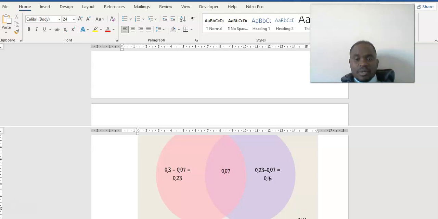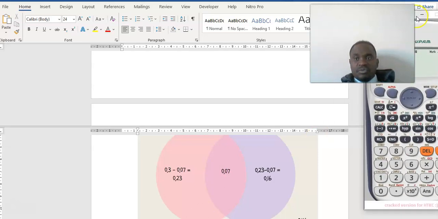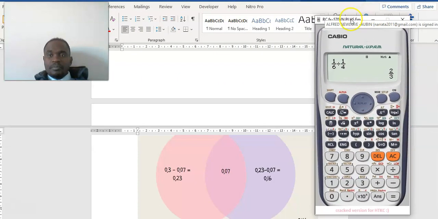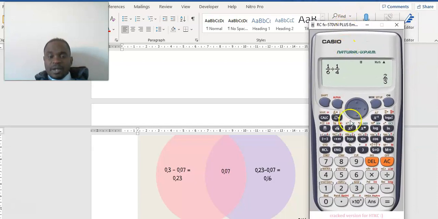Let's do it. Remember, I said the probability of events occurring is supposed to be 1. My calculator doesn't want to come on. Okay, we're going to put this one here. Now what we are going to do is try to find whether this gives you 1. If I add all of them and it doesn't give me 1, it means there are some probabilities outside here.